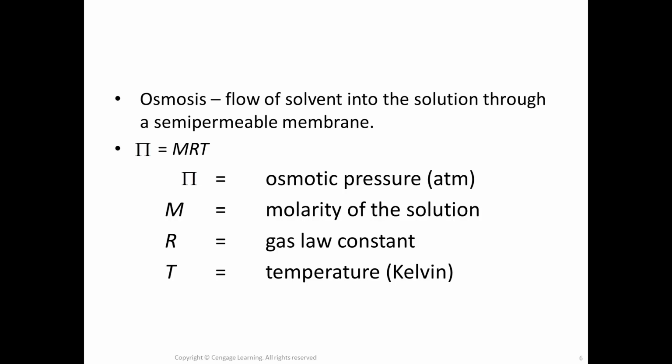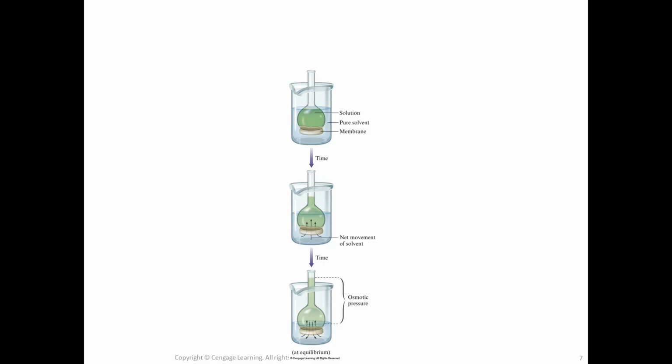Osmotic pressure is very useful for determining molar masses because small amounts of solute produce very large changes in osmotic pressure. In osmosis, the semi-permeable membrane prevents movement of solute, so only solvent can travel across the semi-permeable membrane.